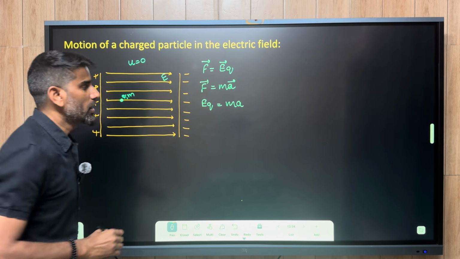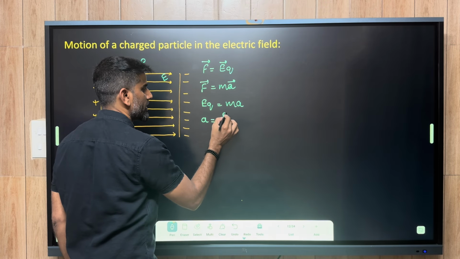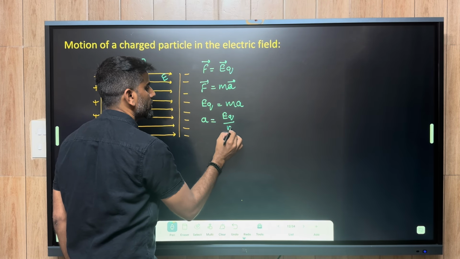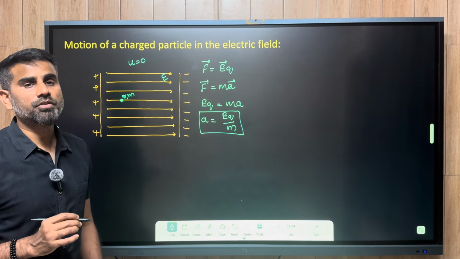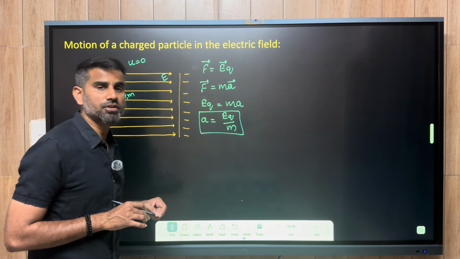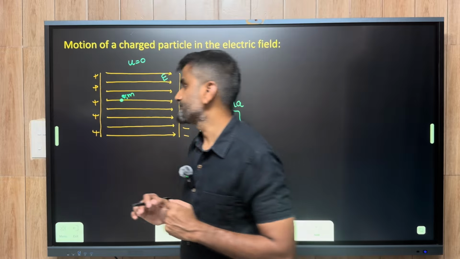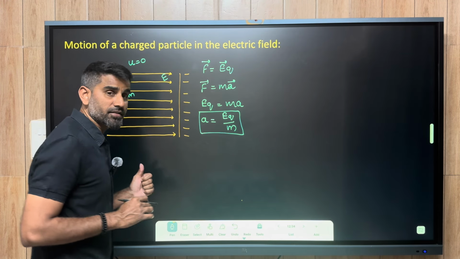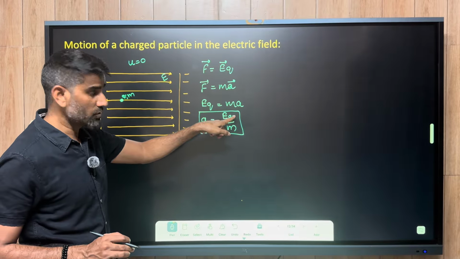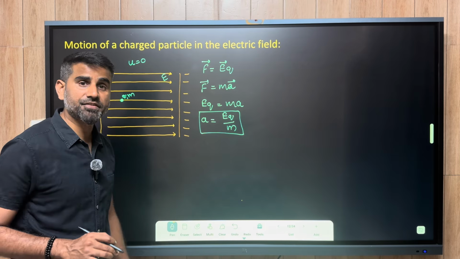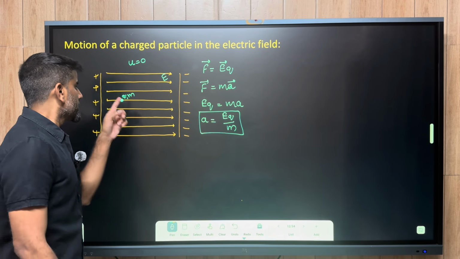From this relation, I'm getting the magnitude of acceleration as EQ upon M. This is the expression for the acceleration of a charged particle when it is placed in an electric field of field strength E, where E is the electric field strength, Q is the charge of the charged particle, and M is its mass. Now A is the acceleration of the charged particle.